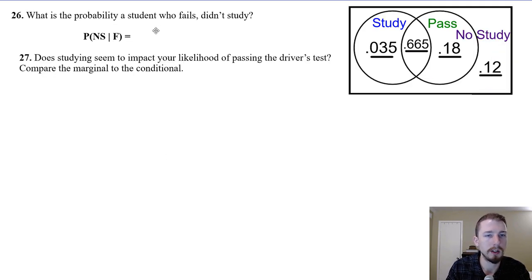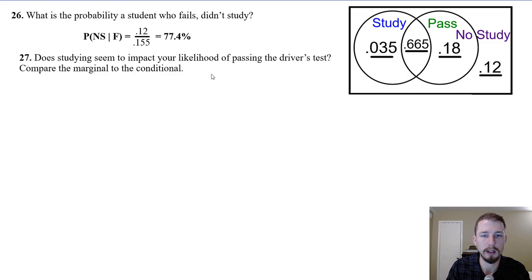What's the probability a student who fails didn't study? So of those who failed, what's the probability they didn't study? So the fail rate we said was for pass, no pass. Okay, that was the 15.5. And then of those that did not study, so no study and fail would be 12%, which is an overall 77.4%.